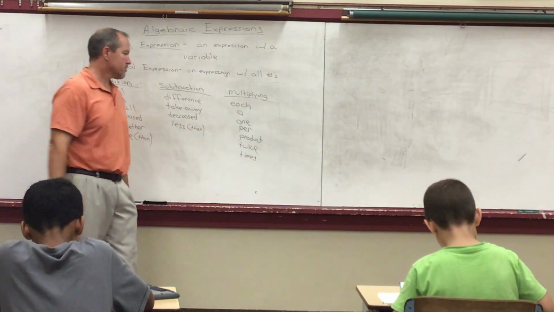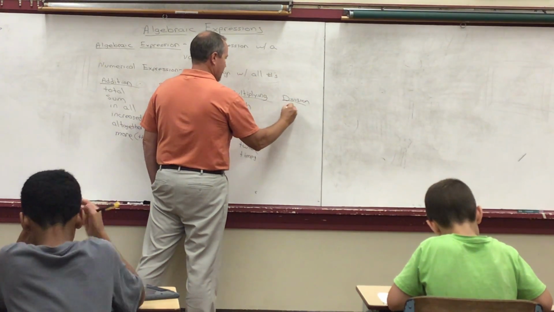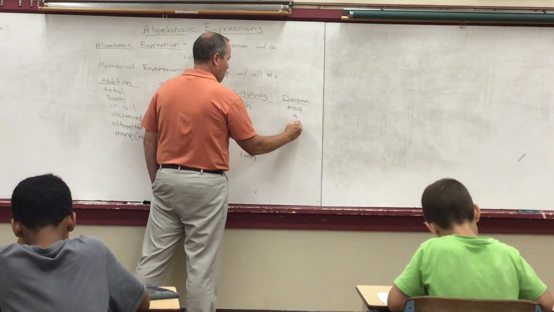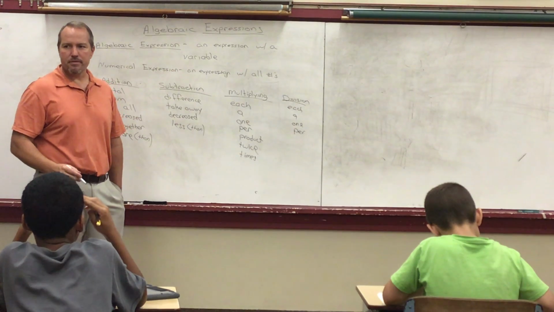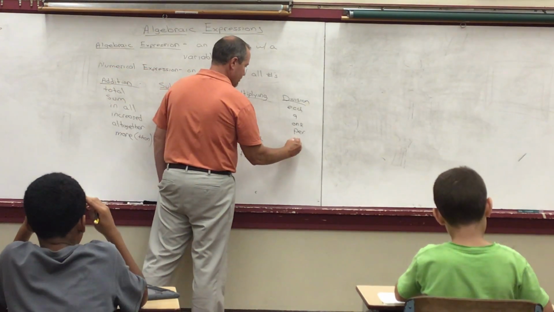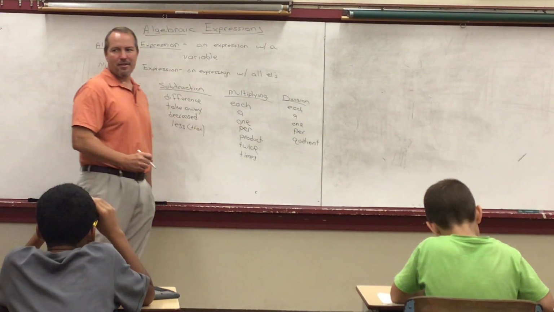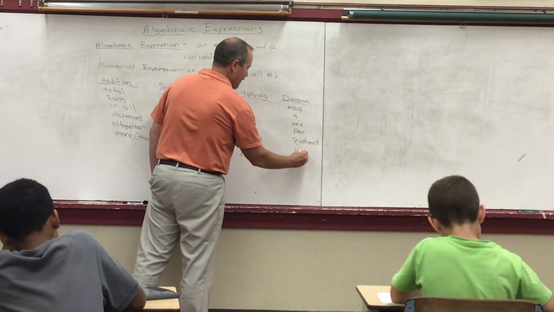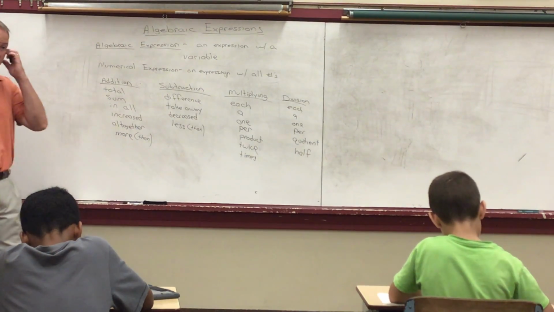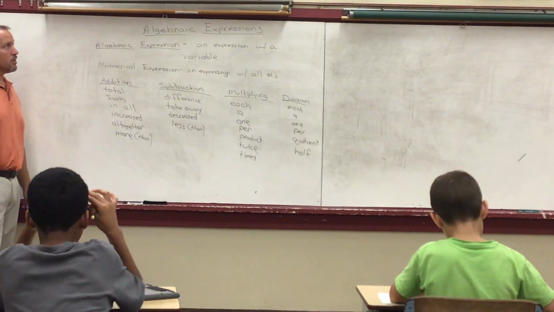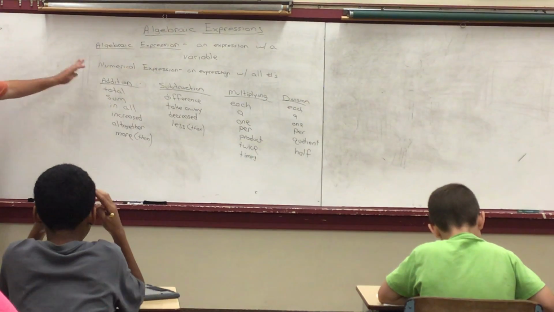For division, a lot of the same ones. Each, a, one, per. Instead of product, the answer to a division problem is quotient. Instead of twice, it might be half, meaning divided by 2. So now, what we're going to be doing for homework tonight is we're going to apply these types of things to an algebraic equation.